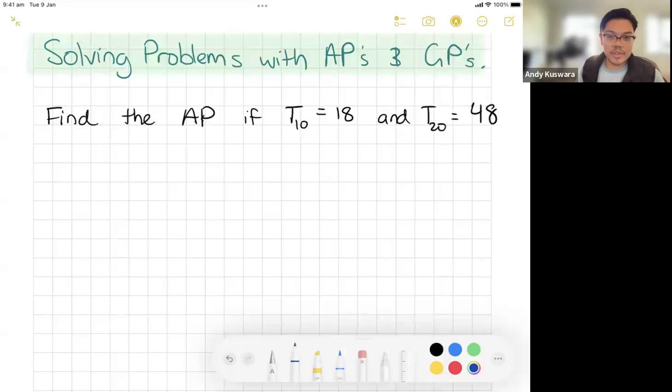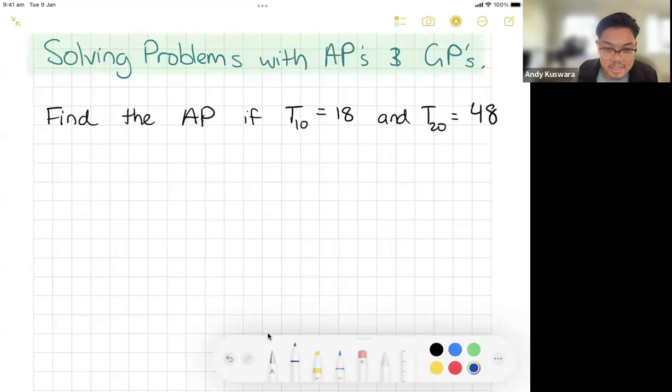So we're solving problems with APs and GPs. And I'm just going to show you a couple little tricks that I find come up often in your HSC. So these ones here are just problem solving. Now, we've been told that this is an AP, and we know that our 10th term is 18, and we know our 20th term is 48.